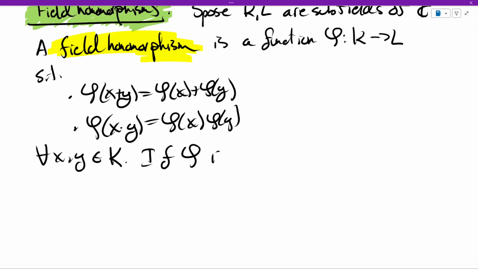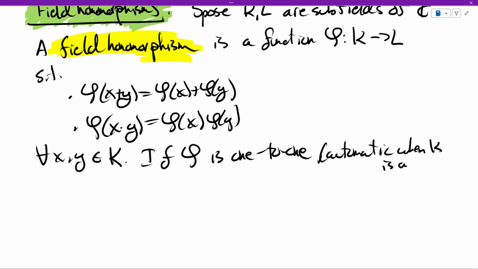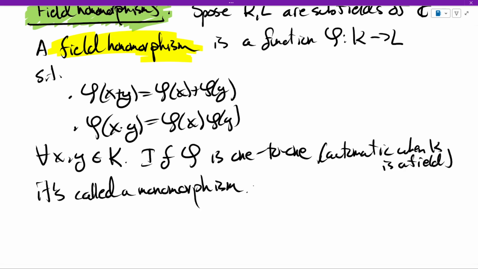If phi is 1-to-1, which is actually always true when the domain is a field. So sometimes field homomorphism is not even used, it's just a monomorphism. So this is, again, automatic when K is a field, which it is in this problem. But in general, if you have a mapping of rings, you have to check it. But when the domain is a field, it's automatic. It's called a monomorphism. All field homomorphisms are monomorphisms. Remember that.